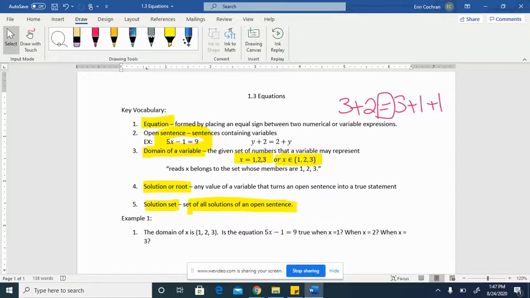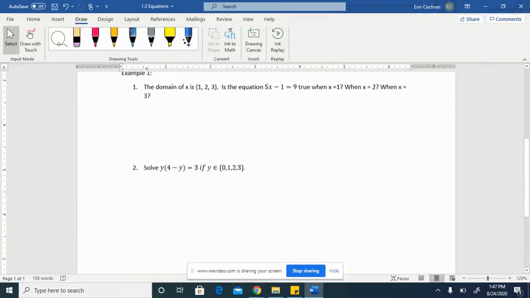All right, so let's look at example 1 here. The domain of x is 1, 2, 3, and 4. So is the equation 5x minus 1 equal to 9 true when x is 1, x is 2, and x is 3? We're not actually solving for x in this sense. We are using the evaluating that we talked about before, evaluating when x is 1, when x is 2, and when x is 3, and seeing if the left side equals the right side.